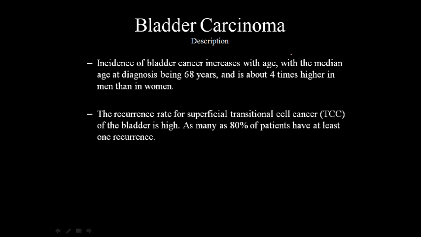Incidence of bladder cancer increases with age, with the median age of diagnosis being 68 years old. So usually you're around 68 when you get it, and it's about 4 times higher in men than women. So once again, men are going to tend to get bladder carcinoma more so than women are. And the recurrence rate of superficial transitional cell cancer, or TCC, of the bladder is high. As many as 80% of patients have at least one recurrence. And so what we're looking for is just the amount of recurrence.